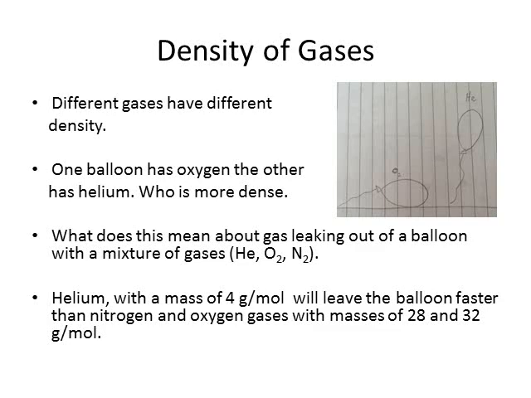Now, what would happen if I had gases leaking out of a balloon, and this balloon was filled with a mixture of gases, such as helium, oxygen, and nitrogen? How would these gases escape the balloon, and in what order? Well, helium, remember, has a mass of 4 grams per mole, so it would be quite light. Nitrogen is 28 grams per mole, and oxygen 32 grams per mole. So the lighter gas will leave the fastest, followed by the next lightest gas, which would be nitrogen, and then followed lastly by the heaviest, which in this case is oxygen.